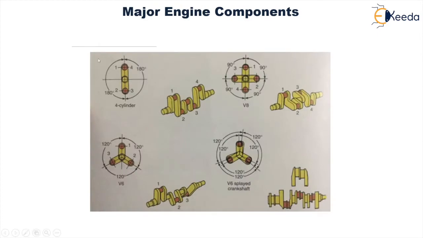You can see over here this is the four-cylinder arrangement wherein the two consecutive crankshafts are separated by 180 degrees. This is 180 degrees between 1 and 2 and 180 degrees between 3 and 4. Then again a V8 arrangement wherein the consecutive crankshafts are separated by 90 degrees. Then V6 wherein consecutive crankshafts are separated by 120 degrees, and V6 splayed crankshaft. Again you can see over here with the diagrammatic representation.